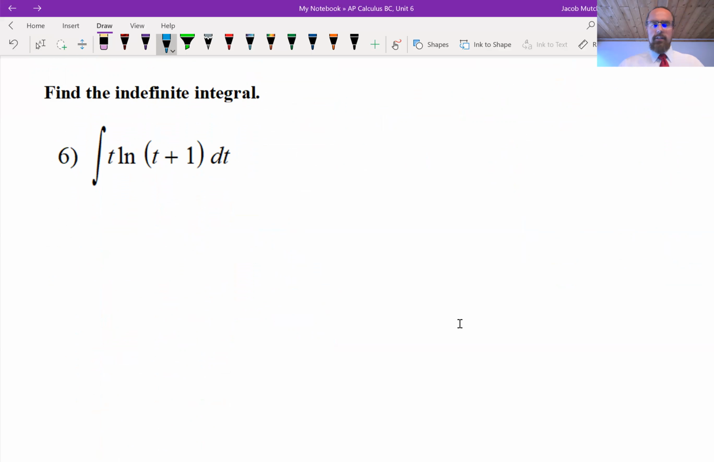So just again, I want dv to be the most complicated part of the integrand that fits a basic integration rule. So my dv, the temptation is to say here that it's going to be the natural log portion. But in fact, I want to save that natural log for the u, for the very simple reason that it's easier to take the derivative of natural log than it is to take the integral. So in that case, I'm going to call my dv t dt. So let's set that up.